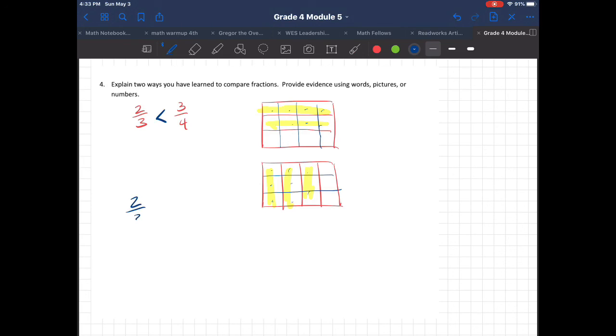The other way I can do it is by multiplication. And I want a common denominator. 8/12 and 9/12, which is the same thing as what our picture showed too. But it still shows us that 3/4 is more, so this still works.